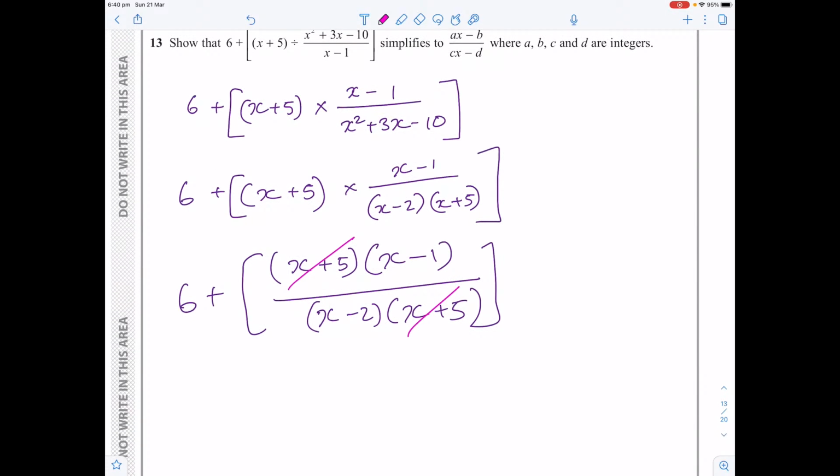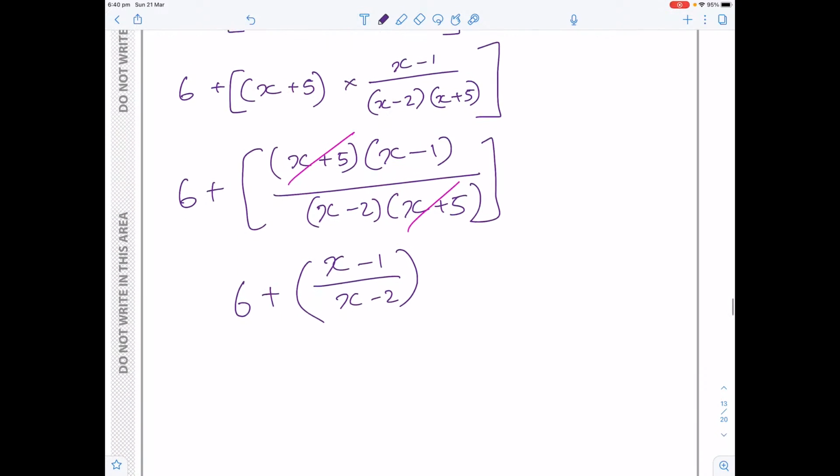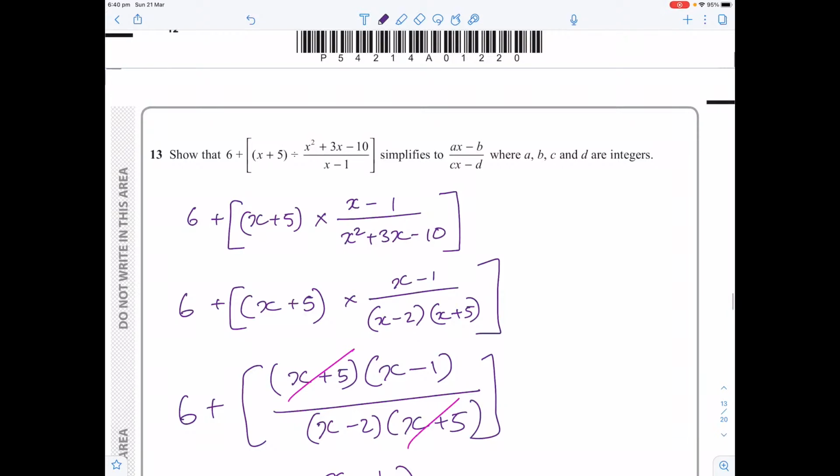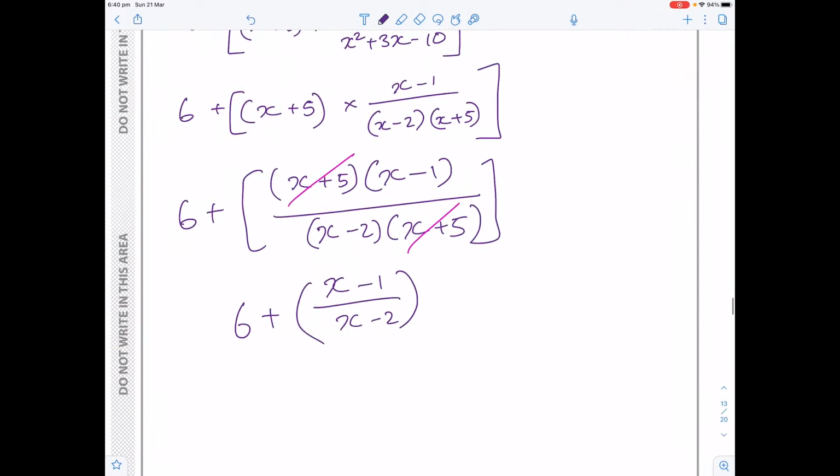That leaves us with x minus 1 over x minus 2. And then we have our 6 outside. Following on from that, we remember we have to go back to the question, and this is how we want it to look. Okay? So what will we do next?